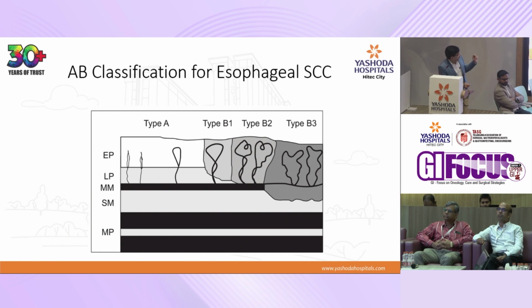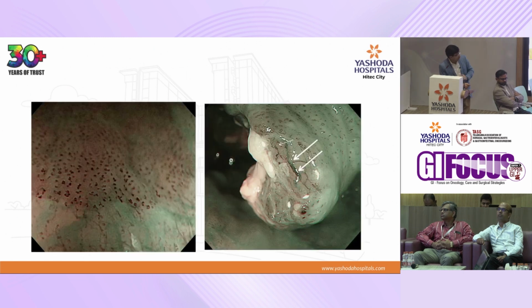A is non-neoplastic, so the loops are regular. If the loops become dilated, it's B1. If they become irregular, it is B2, and B3 if the dilatation is more than 4 times. For example, see here, compared to normal, these loops are short and irregular. So, it is neoplastic, and if you are able to see these dilated vessels, more than 3 times dilated compared to the loops, then it becomes malignant.